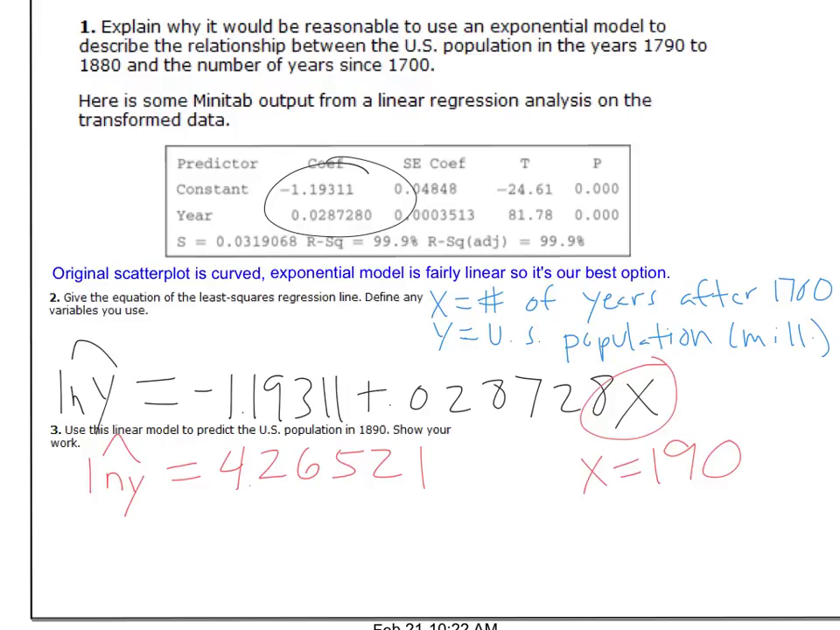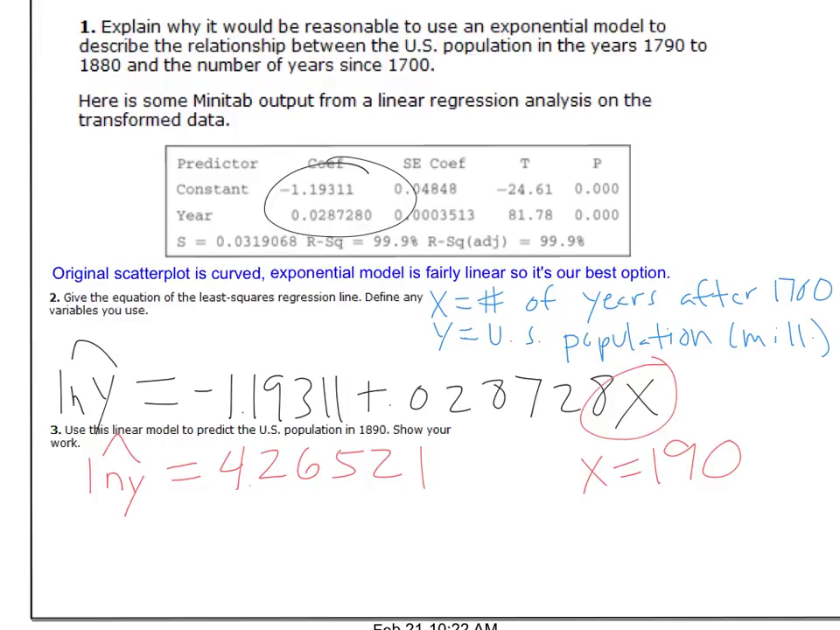Now, don't just stop there and say, there's our answer. That's in millions of people. If you go back to the original scatter plot, you'll see you have an answer that makes no sense. The population is going up exponentially. And barring some type of zombie-like plague that would have hit the United States between 1880 and 1890, I don't think we lost 90% of the population in 10 years.